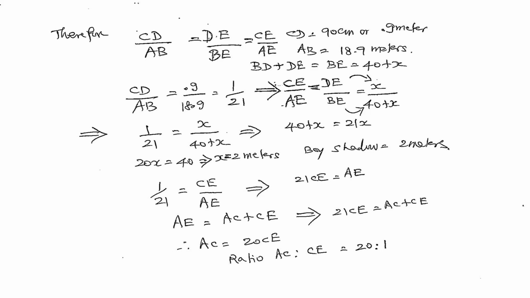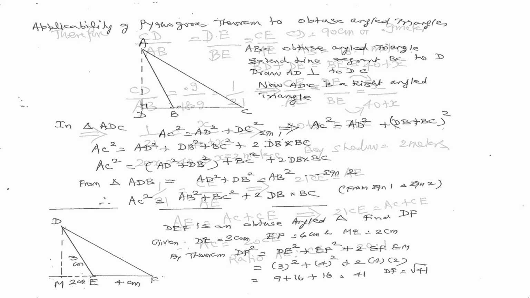Cross multiplying, we get 20X is equal to 40. So, X is equal to 2 meters. Therefore, the boy's shadow stretched is 2 meters. Then 1 by 21 is equal to CE by AE. Therefore, AE is equal to AC plus CE. That is 21 CE is equal to AC plus CE. Therefore, AC is equal to 20 CE. Ratio of AC is to CE, therefore, is 20 is to 1.